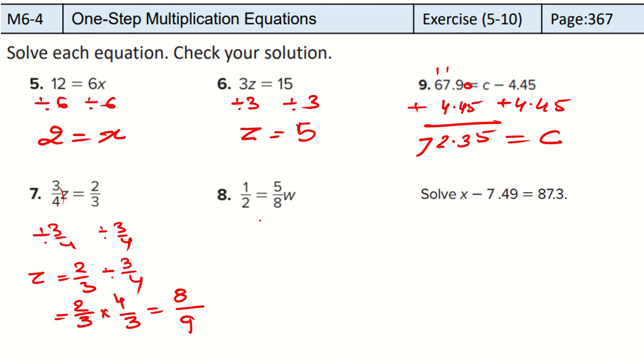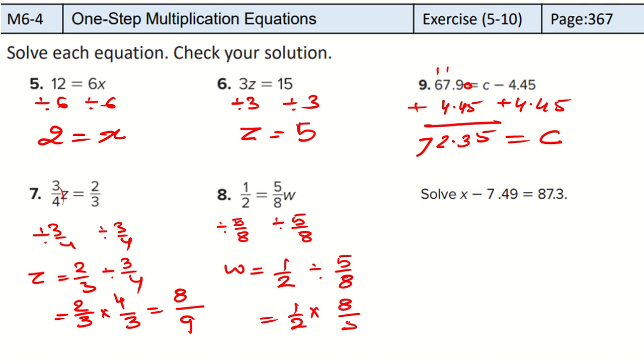Okay. Now here also divide by 5 by 8. So w will be equal to 1 over 2 divided by 5 by 8. So this is 1 over 2 multiply 8 over 5. Now you can see 8 is up and 2 is down, so we can divide it. So 8 divided by 2 is 4. So what will be the answer? 4 over 5.